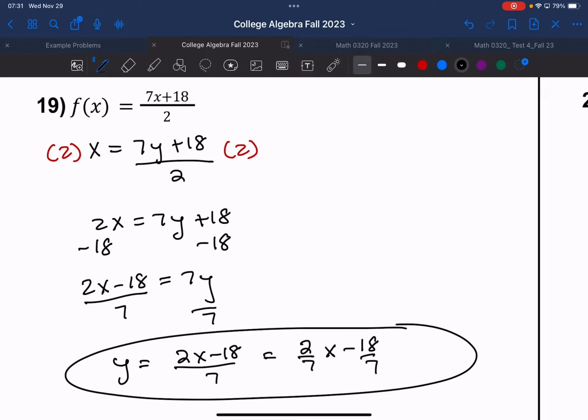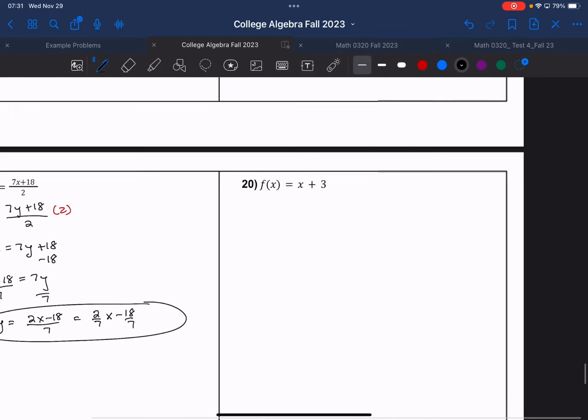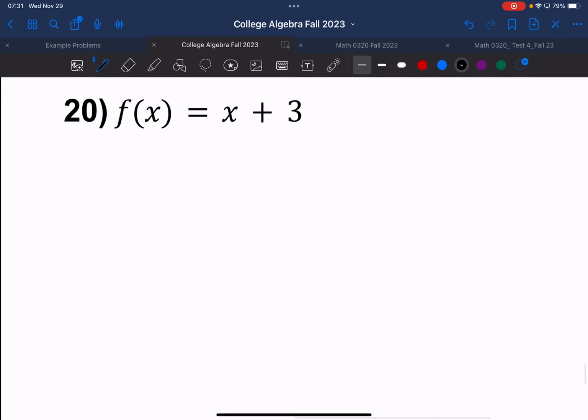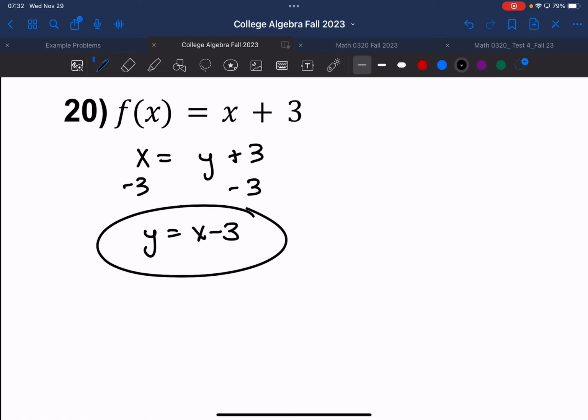Let's see. Go ahead and do 20 on your own. This one should be a real quick 30-second problem. Swap your x and y's and solve for y. That's the lines in the test, right? No, not that easy on the test. So x is equal to y plus 3, subtract 3. You should have got y is equal to x minus 3.